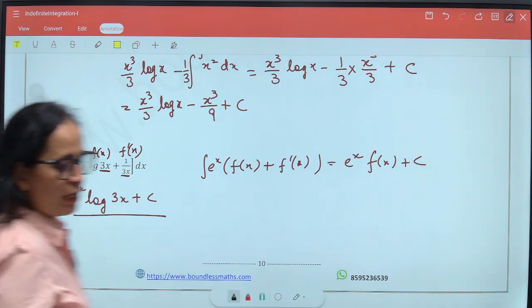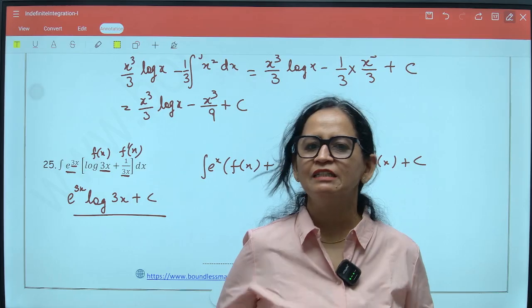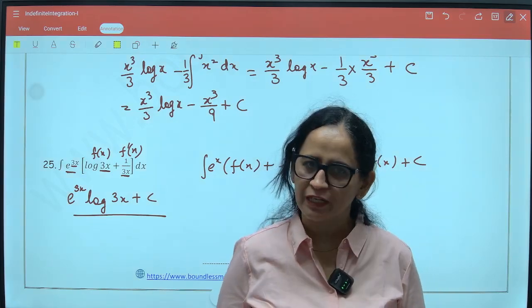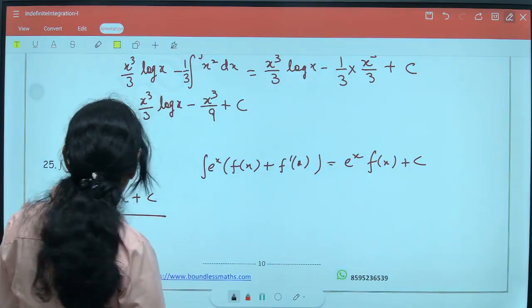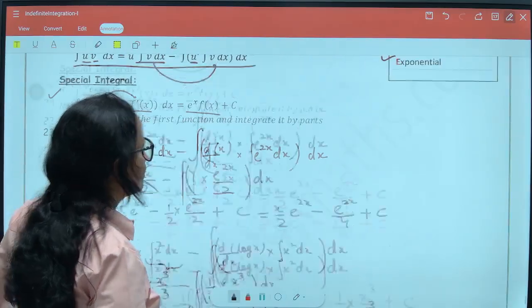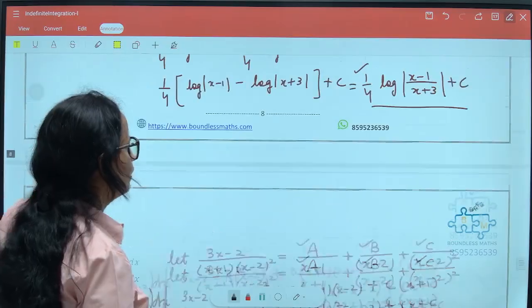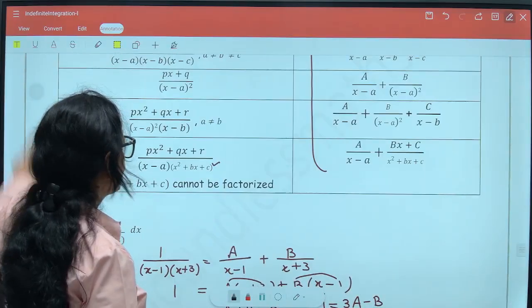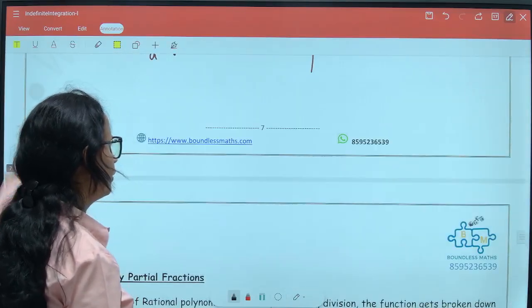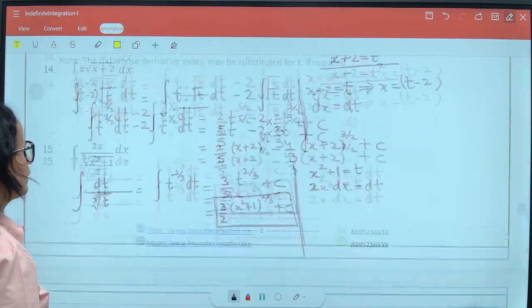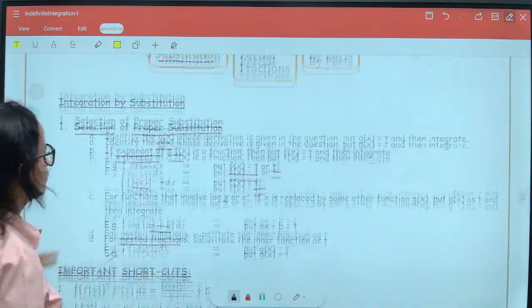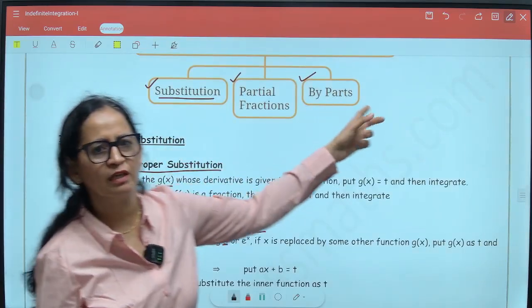Right? So I hope you got the hang of indefinite integrals. What are the different ways of doing indefinite integrals? First thing that we did was, we just had a look at what are the primitive formula for doing integration. So we just started with the basic formula for integration, and then we looked at different ways of integrating. The first one was by substitution, then partial fractions, and then by parts.